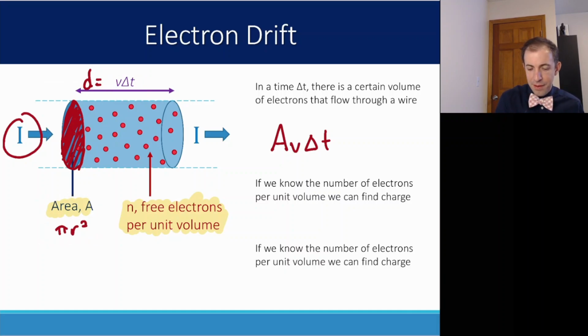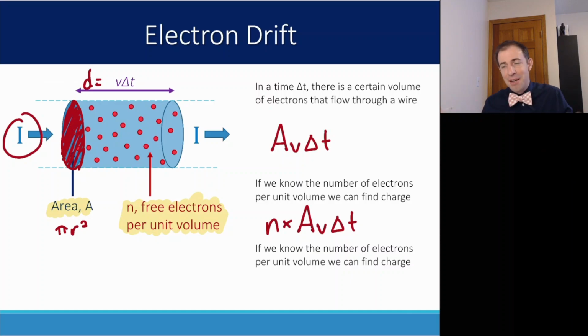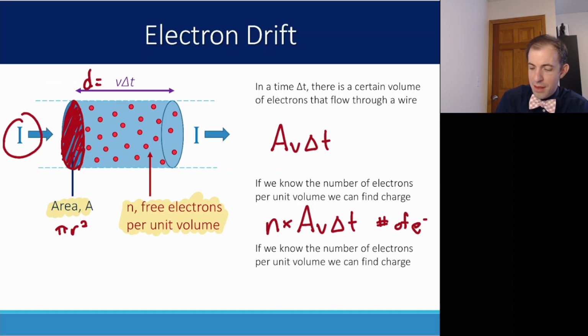Well, we can take that a step further and say, now, if we know the number of electrons per unit volume, we know how many electrons there are traveling through this wire in that amount of time. Basically, we just take that volume that we had before. So I'm going to duplicate that and bring it down, and we multiply that by n. N will tell you the number of free electrons, so that will be the number of electrons total that there are inside that volume of wire that flows through in that amount of time.